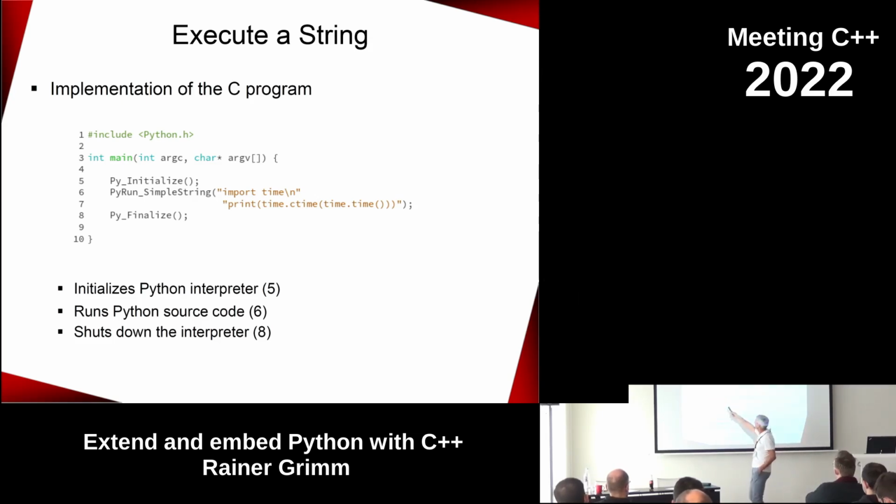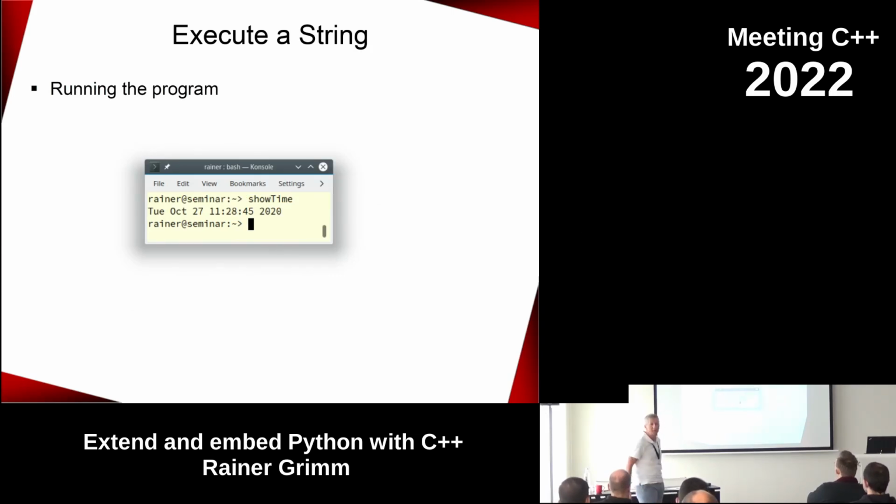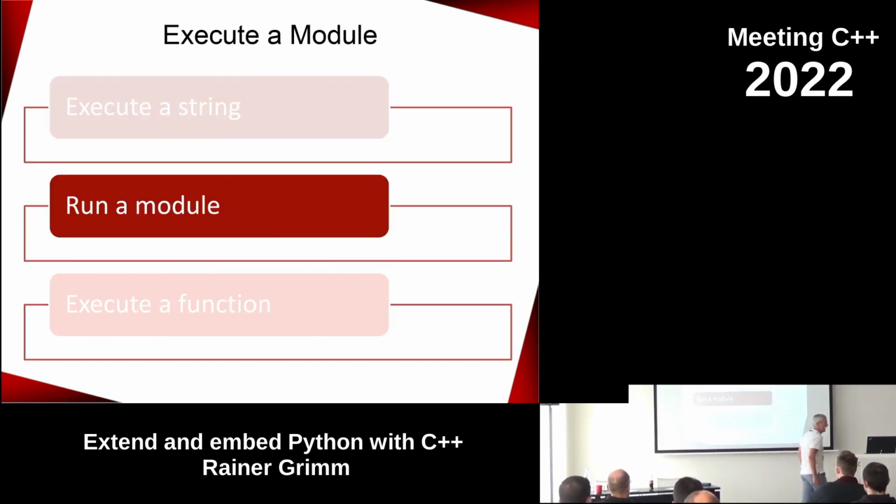And here, you see, PyRun. This is stuff which we got from this Python.h file. And here, what I do is, I just execute this string. Import time, print time, C time. You see, these are Python statements. And when I compile it and when I execute it, this happens. Showtime. It's not so interesting, but you can do it. So I started a C program which starts a Python interpreter and does some Python thing. Okay, what can I also do? I can do it.